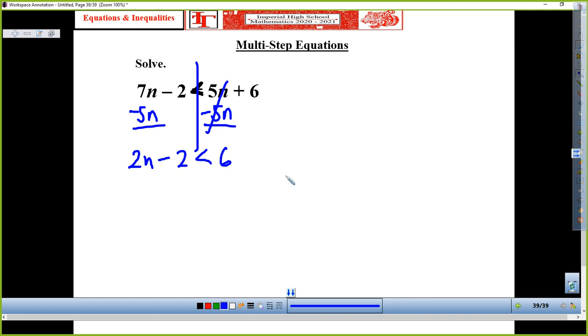So here you should have identified your variable, used inverse operations, plus 2, plus 2, 2n less than 8, and last but not least, divide by 2, divide by 2, n is less than 4.